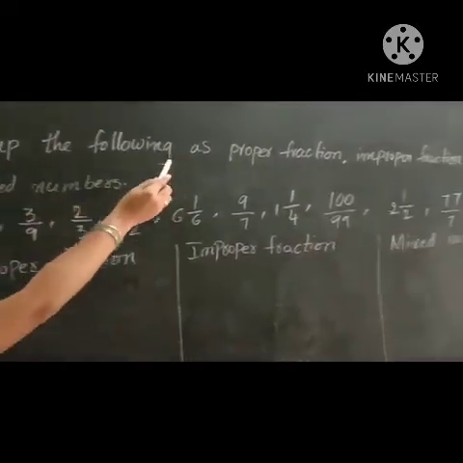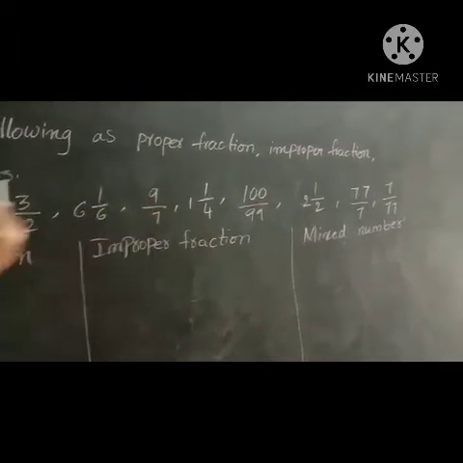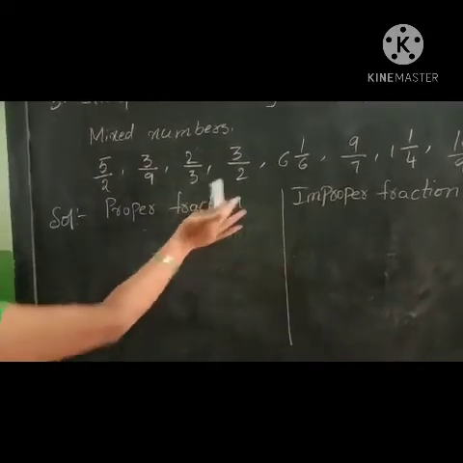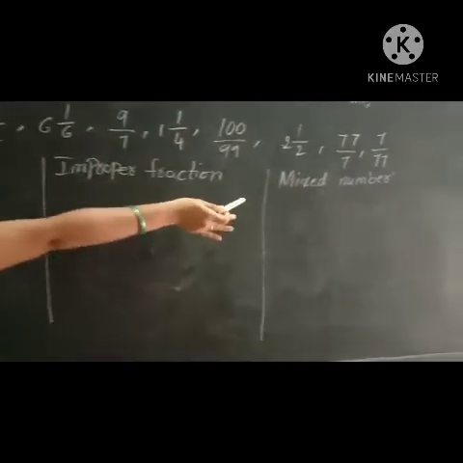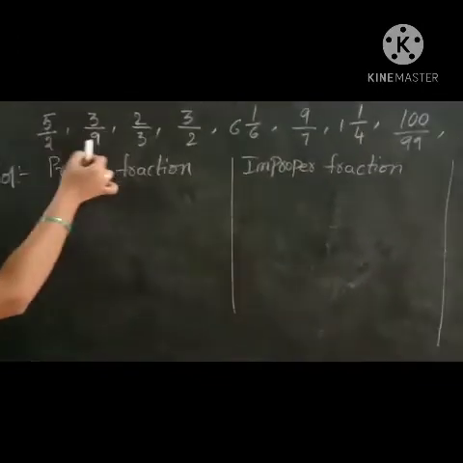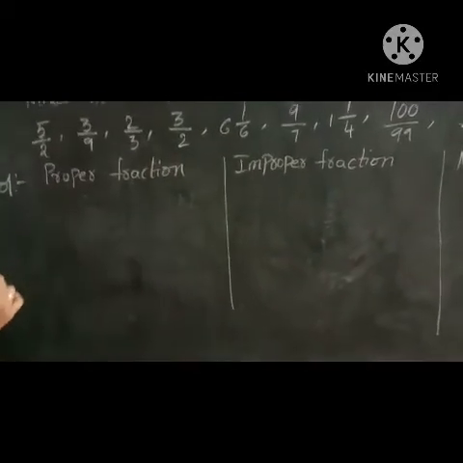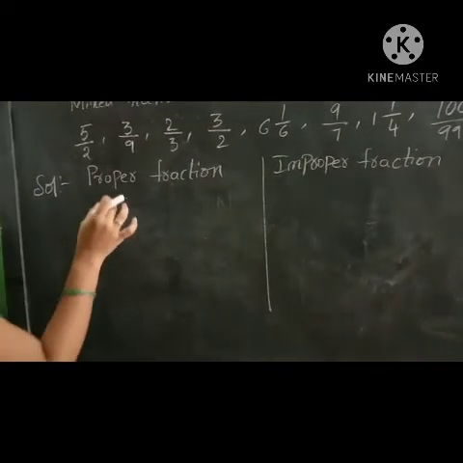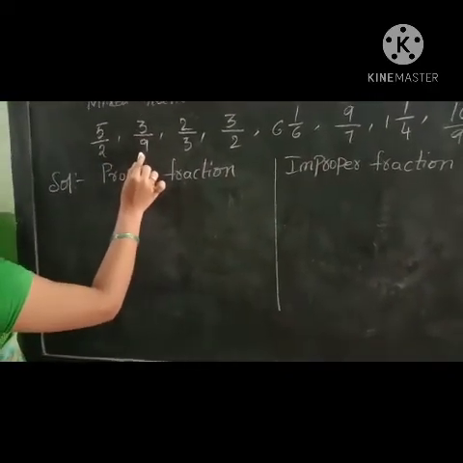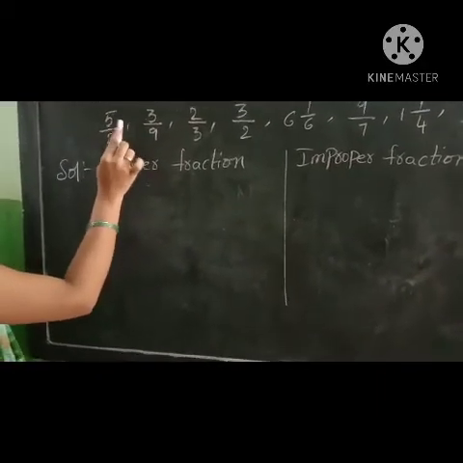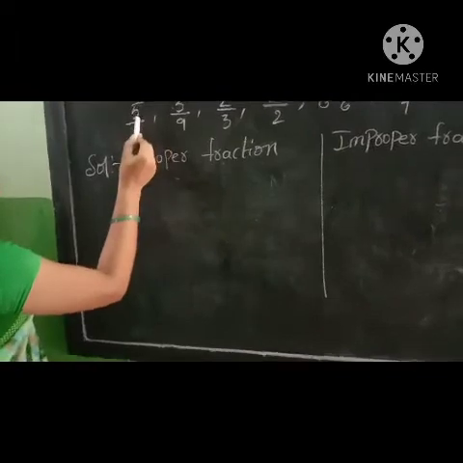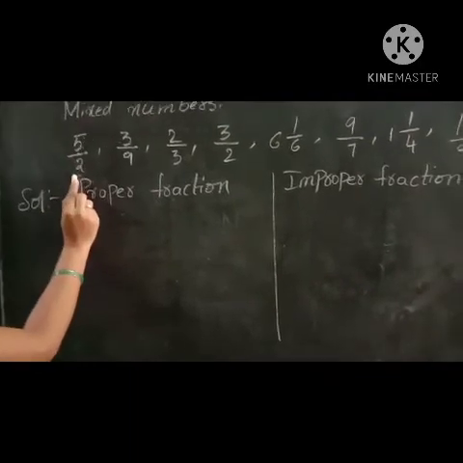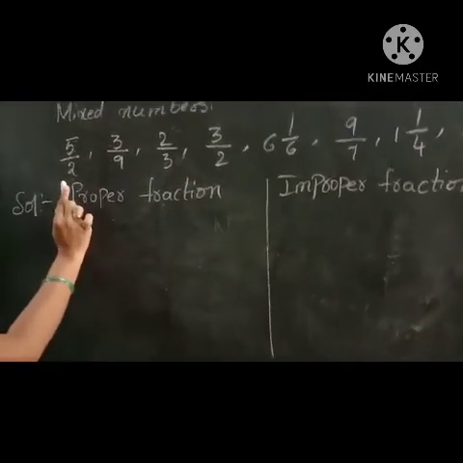Group the following as proper fractions, improper fractions and mixed numbers. Here some numbers are there. We have to write these numbers as a group of proper fractions, improper fractions and mixed fractions. Among all these fractions, which one is the proper fraction? A proper fraction has the numerator smaller than the denominator. So is 5/2 a proper fraction or an improper fraction? It is not a proper fraction, but an improper fraction.